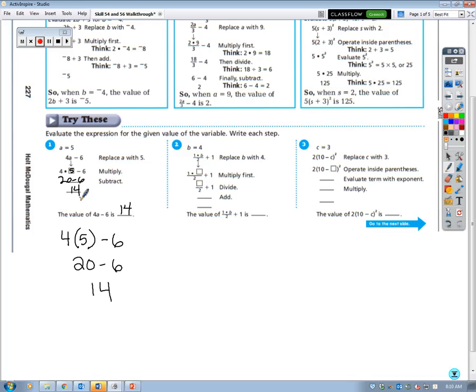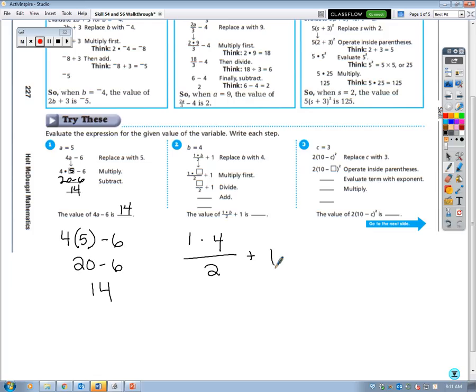So we've got number 2, where the value of b is 4. And we've got the equation 1 times b divided by 2 plus 1. So we've got a lot of operations going on there. First thing we need to do is plug in our variable. So 1 times b is equal to what? Right, 4 over 2 plus 1. What is the first thing we need to do here?